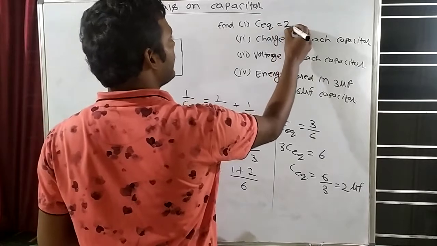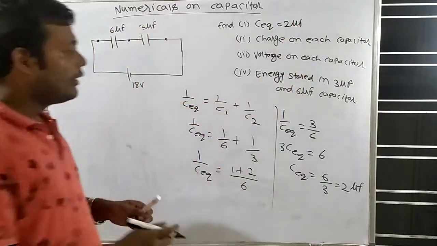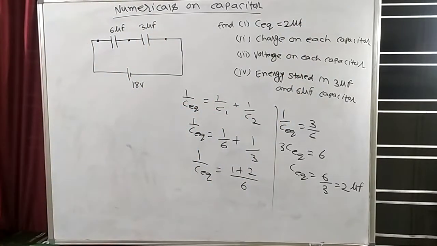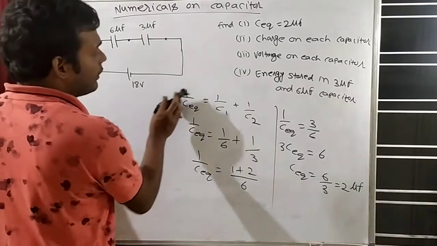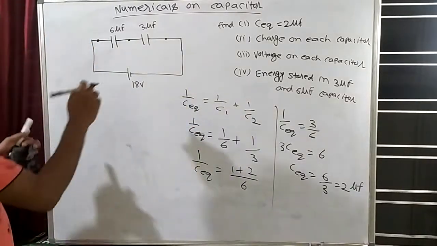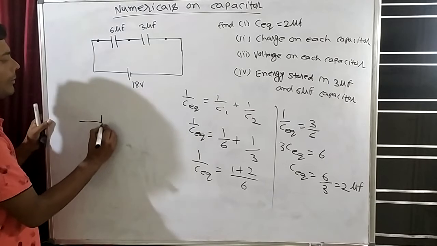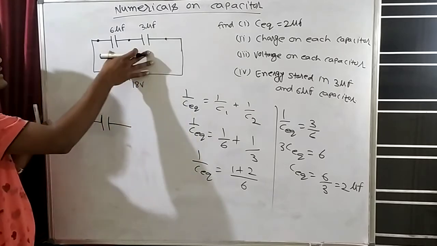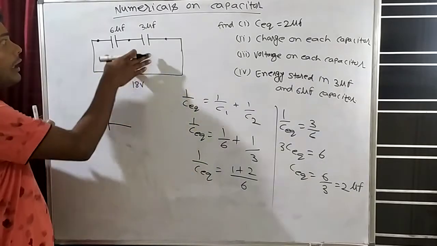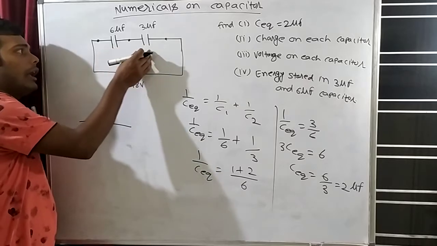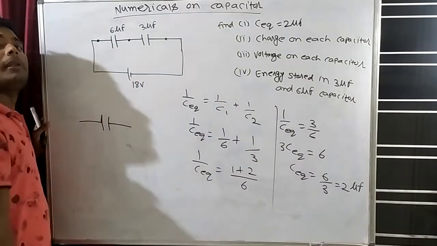What will be C equivalent? 2 microfarad. Clear? So C equivalent will be 2 microfarad. Achha, how will we make the picture of that one? This picture will be like that: we will replace both capacitors and we will replace them by an equivalent capacitor.